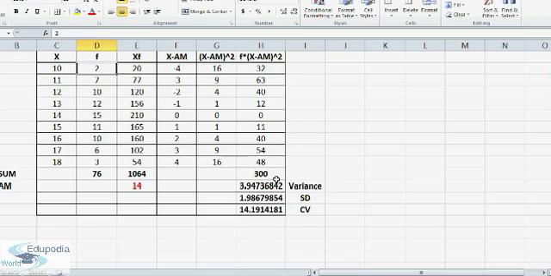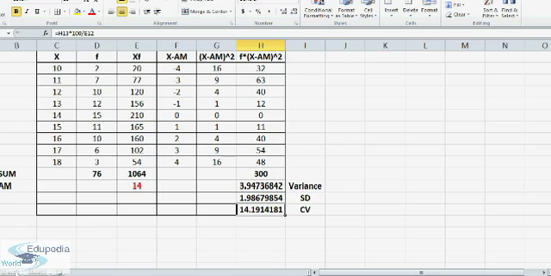Now we find the sum of the product of frequency and the square of the deviation. That happens to be 300. Divide that by the sum of the frequency, you get the variance. Take the positive square root of that, you get the standard deviation. Divide the standard deviation by the arithmetic mean and multiply by 100, you get the coefficient of variation. Okay, so this is the working of the first form of the formula.